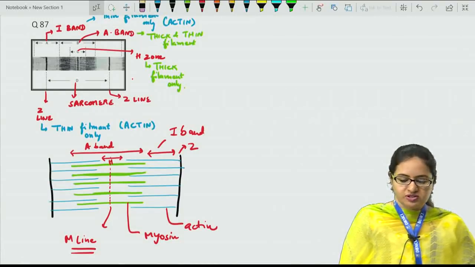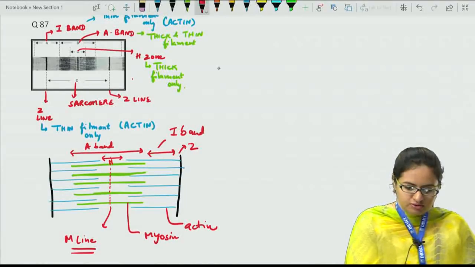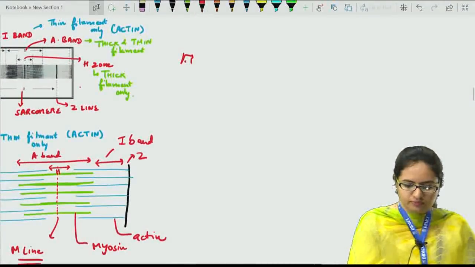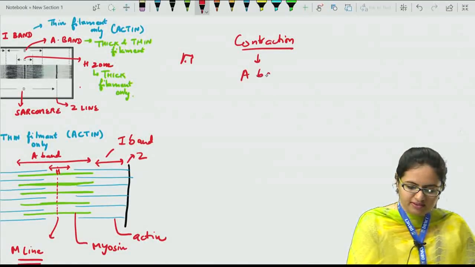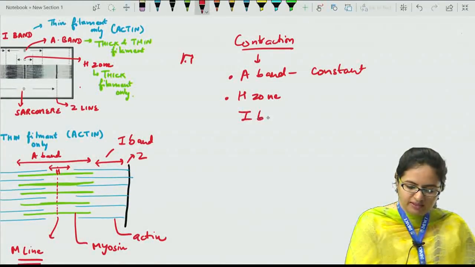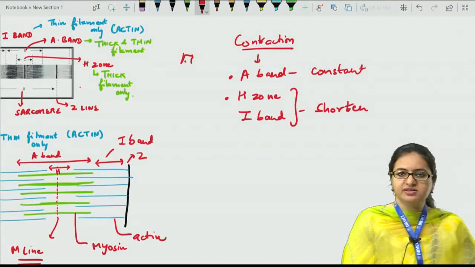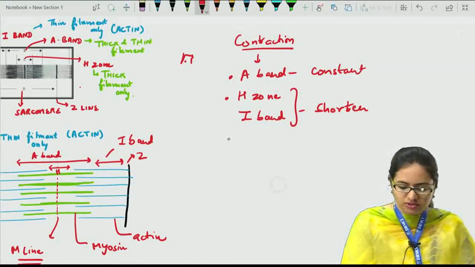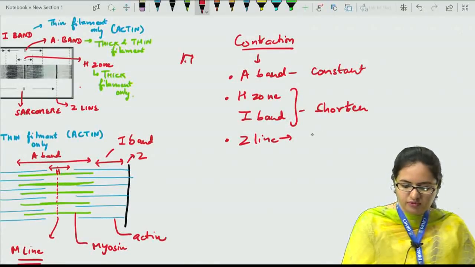If we talk about the contraction, when the contraction occurs, only the A band remains constant. The A band remains constant. Apart from this, the H zone and the I band will shorten, because the Z lines come nearer. As the sarcomere contracts or the muscle contracts, the Z lines come closer to each other.